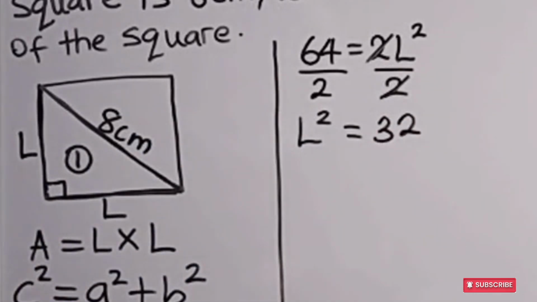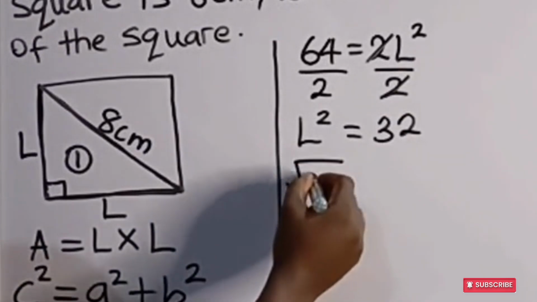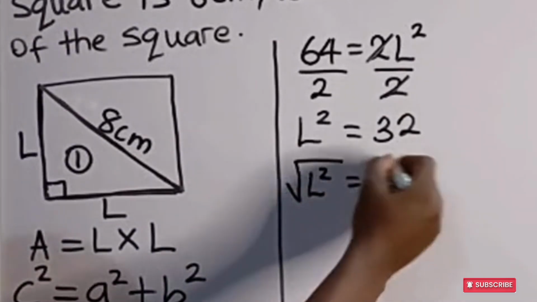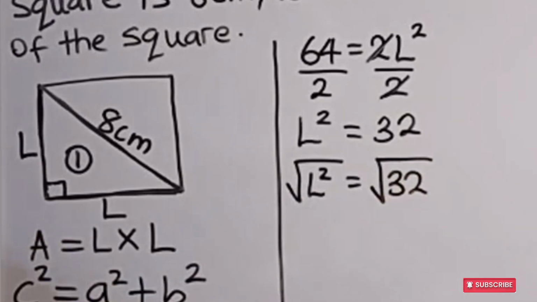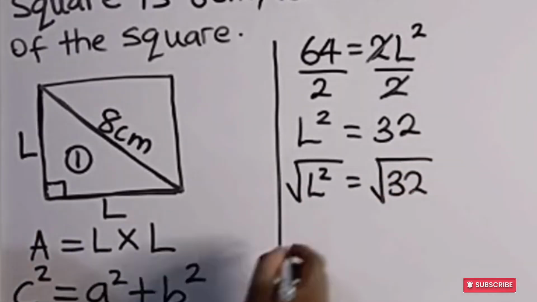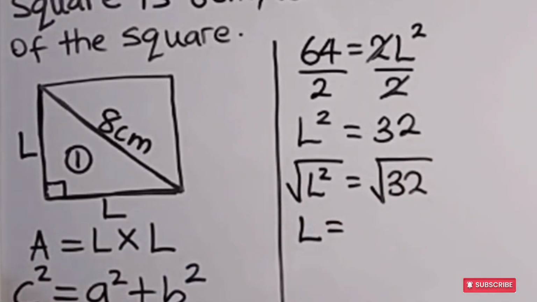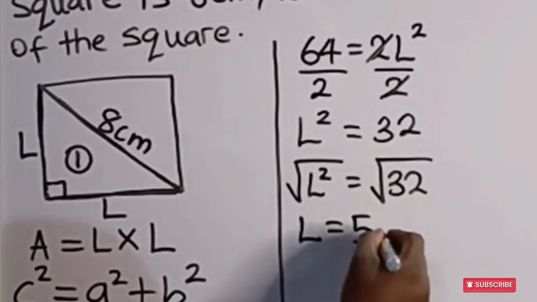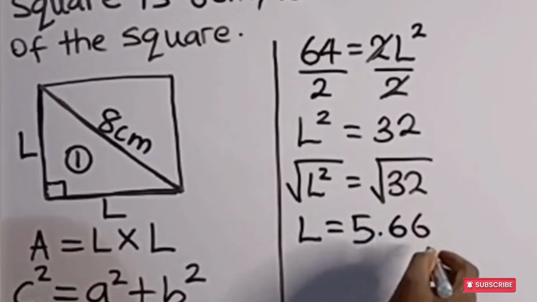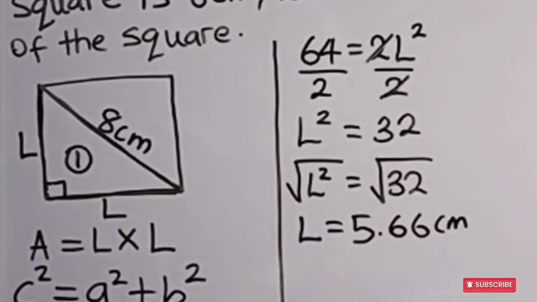So next, to get the value of L, we find the square root of both sides. So the square root of L squared is equal to the square root of 32. So what's the square root of 32? L is equal to 5.66 centimeters. So this is the value of the length. This is 5.66 because L is equal to 5.66.